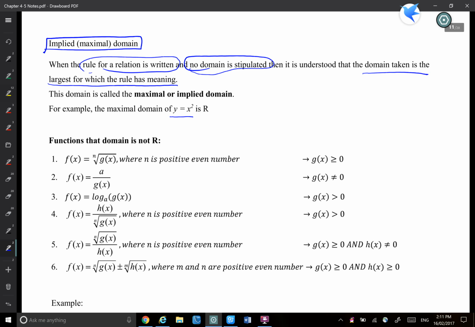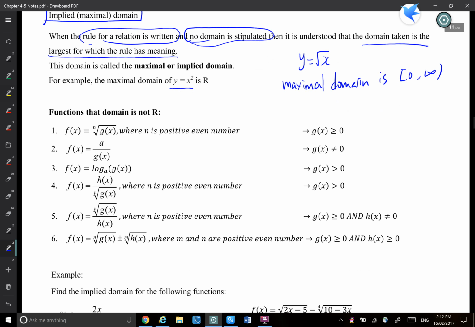So the domain is R. But a counter example will be y equals square root of x. The maximal domain is 0 to infinity because your x cannot take negative numbers. It's the square root of something, so your x can only take 0 or above. Which means my maximal domain will only be 0 to infinity. I cannot take anything else.